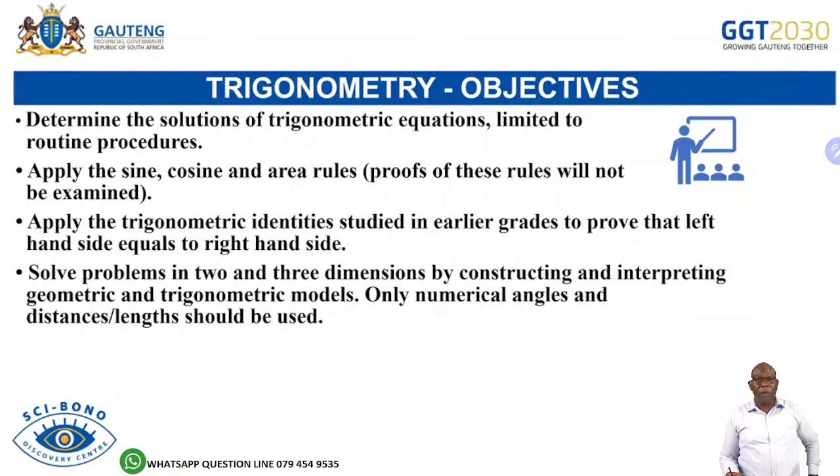The other aim of this lesson will be to determine the solutions of trig equations. So we're going to be given an equation. We're going to do only the routine procedures, the easier ones. Now apply the sine, cosine and area rules. The proofs are not going to be examined, so you don't need to learn the proofs. They are there in the formula sheet. We just need to know how to apply them and use them.